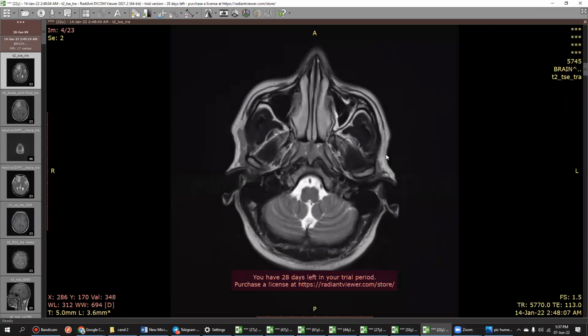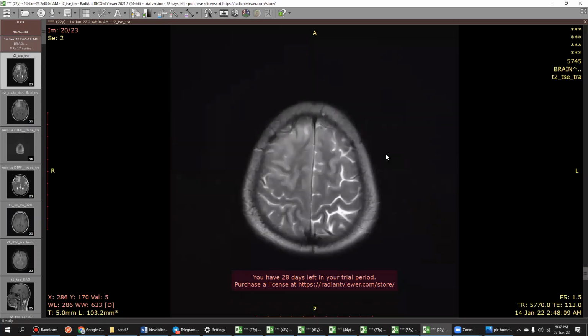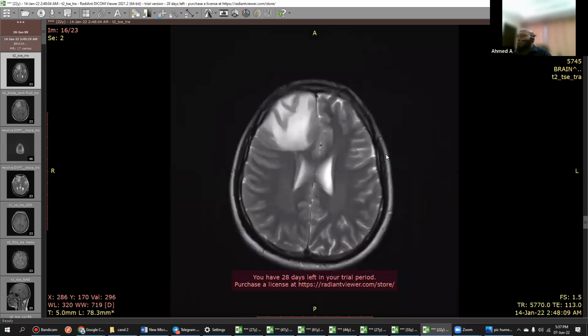I have given most of the cases a scrolling part because in the exam, the scrolling part is the most difficult. Many people who have done the previous sessions know that the scrolling was difficult. You can scroll.